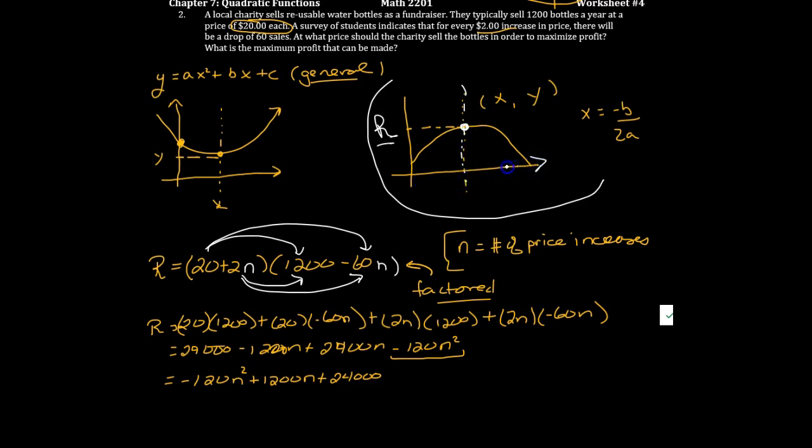And what values are represented here on this axis? Well, n. And n stands for the number of price increases. So how many price increases do you have to go through to give you the maximum revenue? So we find our axis of symmetry. We then take that number, put it back into our equation, and it will give us our maximum revenue. So get your axis of symmetry.